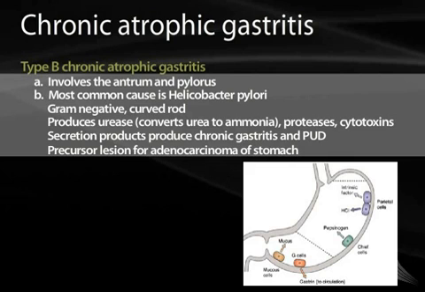This is unlike H. pylori infections in the duodenum, where there is not that increased risk for carcinoma. So both type A and type B chronic atrophic gastritis expose patients to an increased risk of adenocarcinoma.